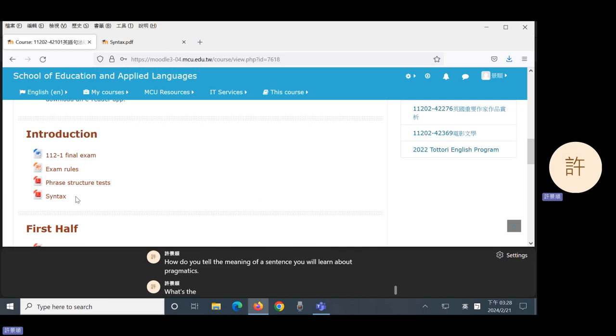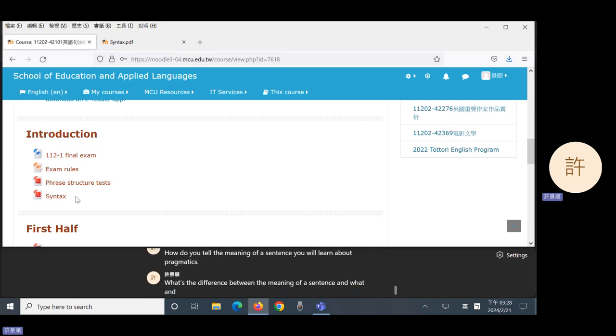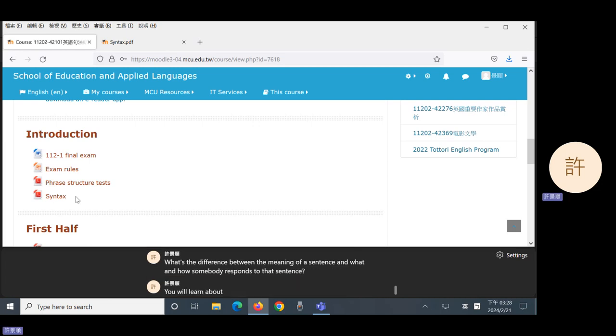What's the difference between the meaning of a sentence and how somebody responds to that sentence? You will learn about neurolinguistics. How does the brain understand language? You will learn about language acquisition. How do you learn language? If you take the course, you will not learn about syntax.